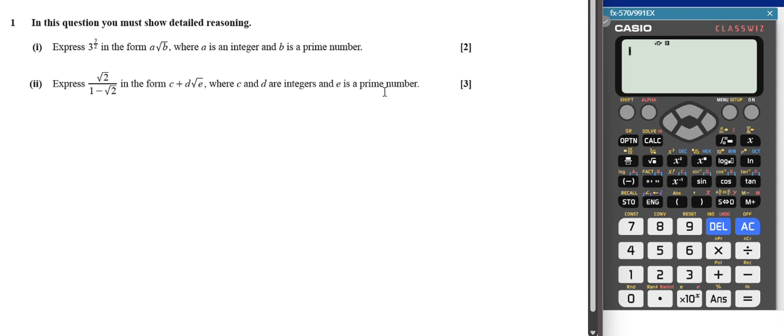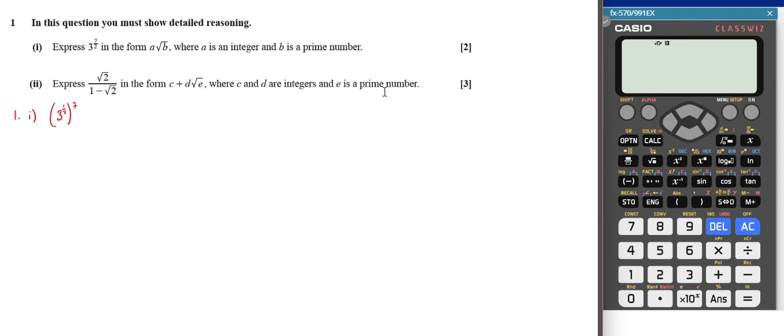We're going to be expressing 3 to the power of 7 over 2 in the form a root b. So that's going to look something like this. So I'm going to start off with the fact that I'm going to have that as being a to the 7. In fact, no, I'm not. I'm going to have that as 3 to the half all to the power 7. So I'm going to use that power law backwards, put the brackets back in.